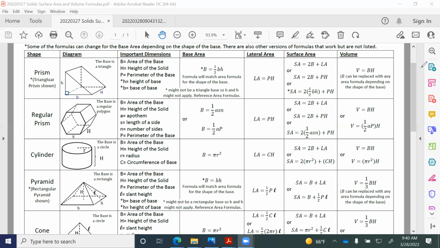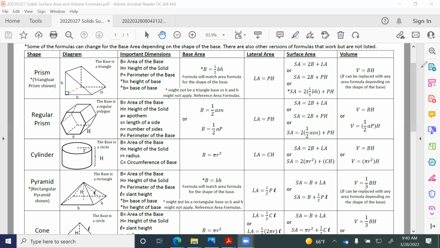Now, in almost every single one of these formulas, you'll see this capital B, right? Capital B stands for area of the base. So we had formulas from before spring break for 2-dimensional figures. We're still using those. Anytime you see big B in any one of these formulas, you're using a formula from that previous worksheet where we're doing area of a figure, or a 2-dimensional figure.